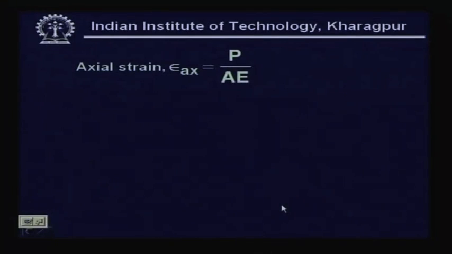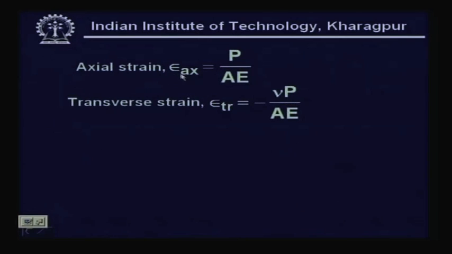now axial strain is given by epsilon A x, we write P upon A E, right. Now, see, we have written it like this, E A x, so that we can easily denote axial. Now, the transverse strain is given by nu P upon A E.